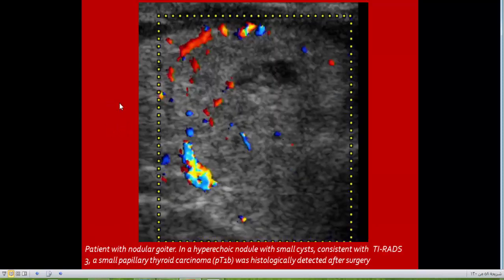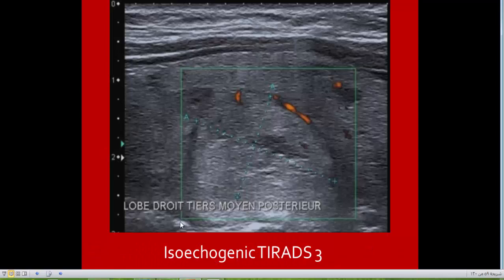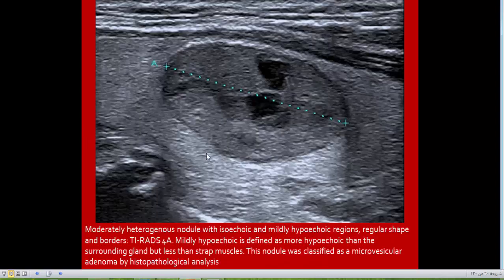This is a patient with nodular goiter: hyperechoic nodule with a small cyst consistent with TI-RADS 3. A small papillary thyroid carcinoma was detected later on after surgery. Before surgery, it was diagnosed as nodular goiter, TI-RADS 3. Isoechoic nodule, TI-RADS 3, moderately heterogeneous nodule, mildly hypoechoic regions, regular shape and border.